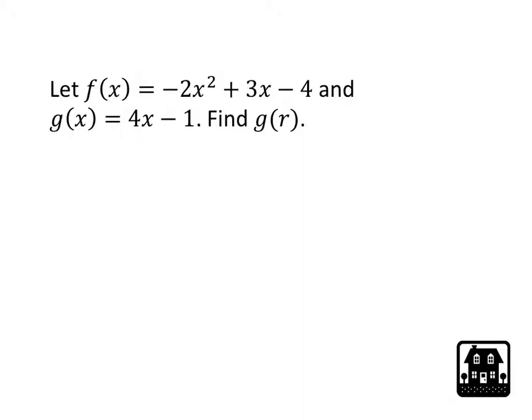Well, first of all, let's clear things up a little bit. That means we don't need f of x at all because f of x isn't even playing a part in here. So let's just get rid of that. We need g of x, and we need to find, what about when x equals r? That's what it means when we say find g of r. And so we write g of r, and then everywhere in this function that we see an x, we replace it with an r. So we just say 4r minus 1. Boom, we're done.